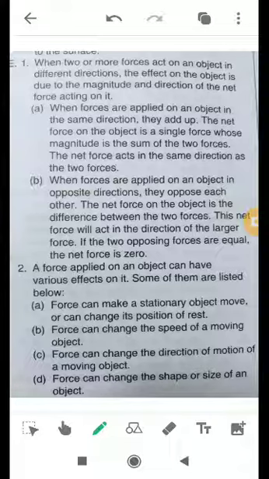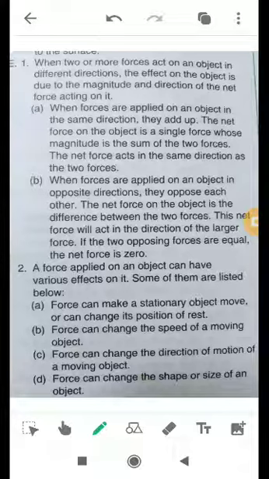The net force acts in the same direction as the two forces, whereas when the forces are applied in the opposite direction, they oppose each other, so the net force will be the difference between the two forces, and this net force will act in the direction of the larger force. If the two opposing forces are equal, the net force is 0.